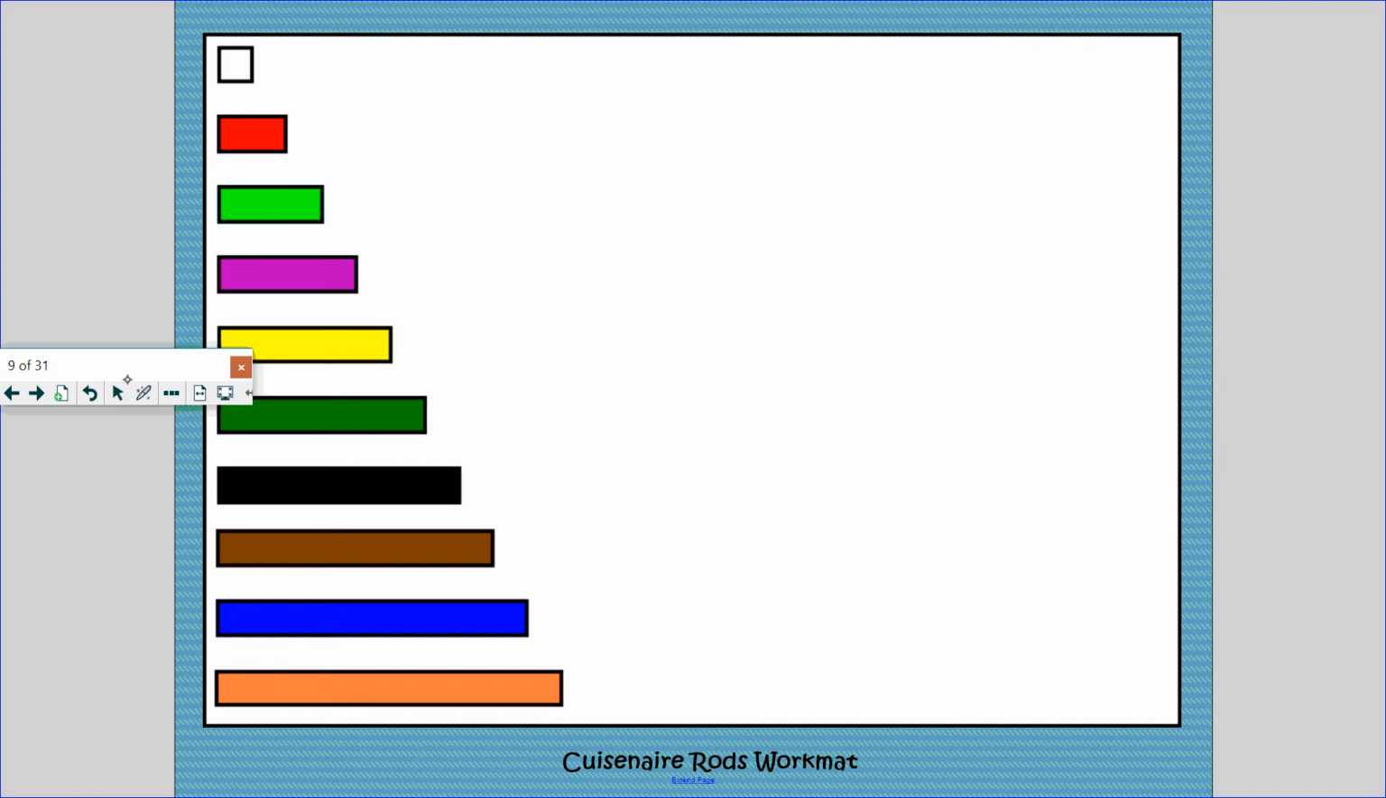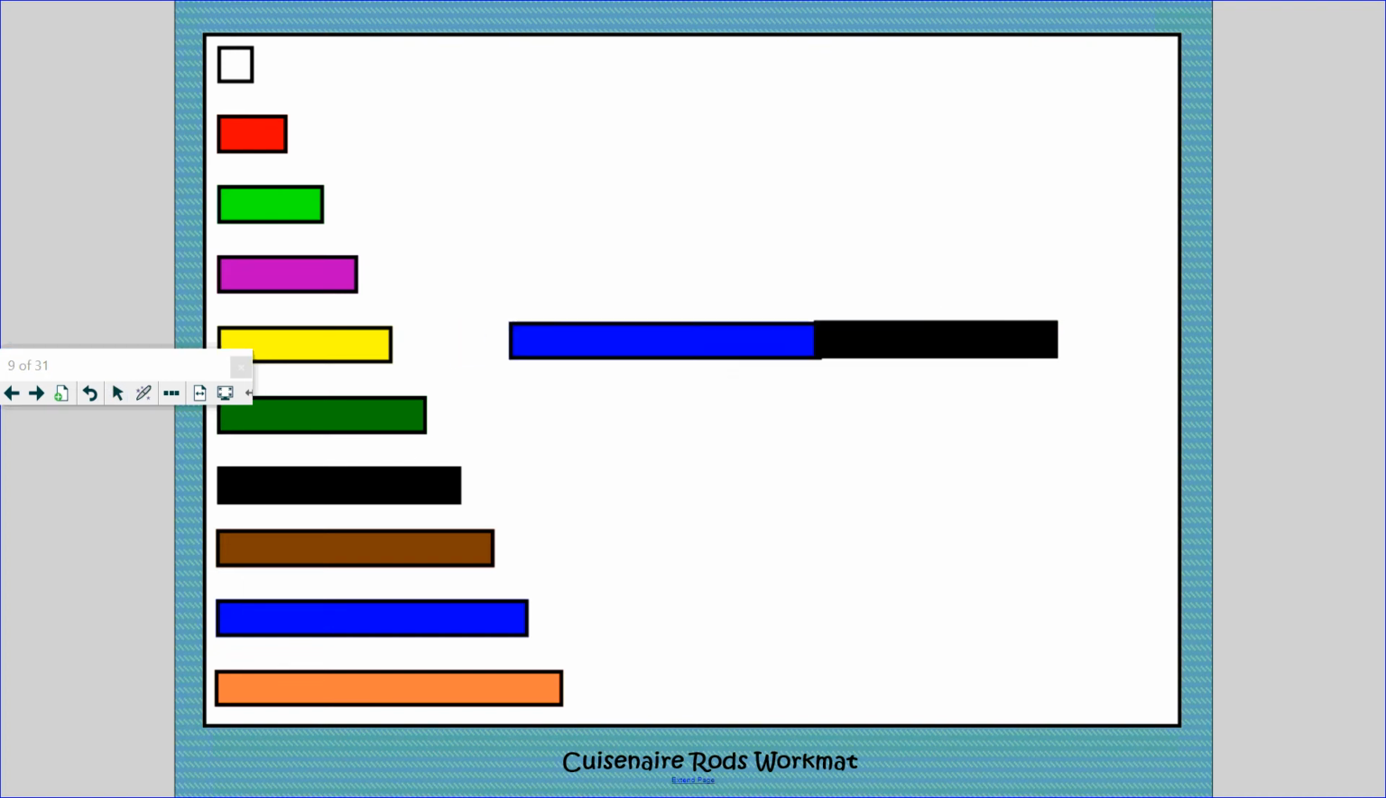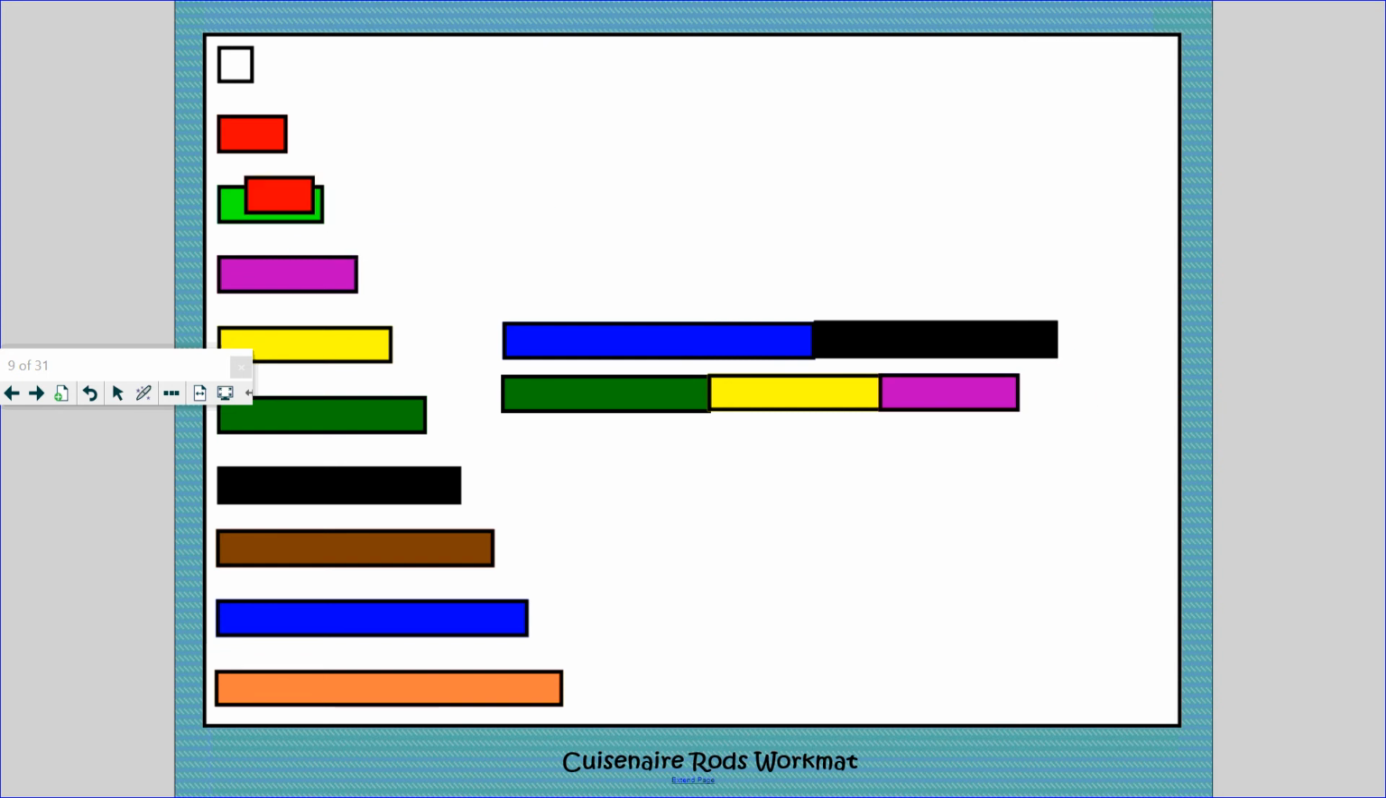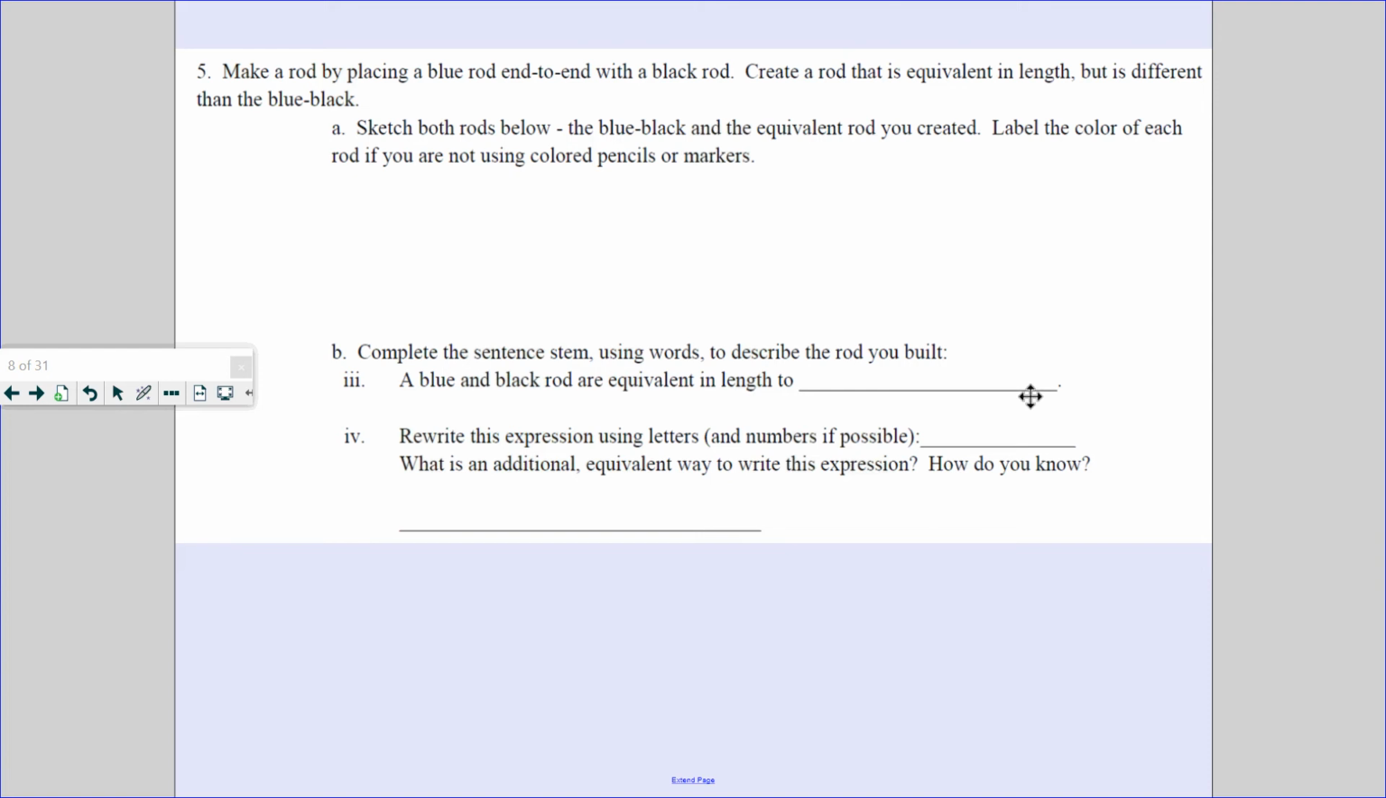So I need a blue and a black, and it needs another one that's equivalent to it. Green, yellow, purple, nope, too long, white. Perfect. So sketch both rods below, the blue and black. So let me draw it out now.